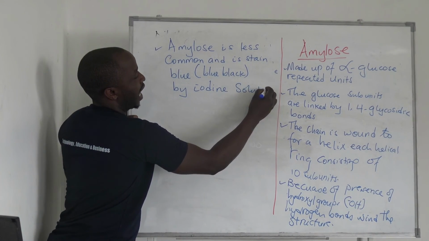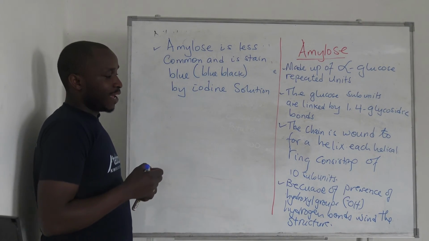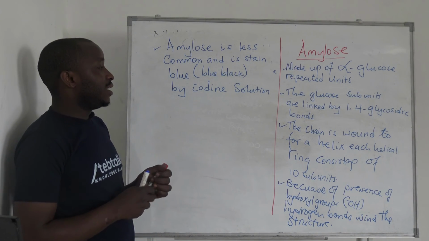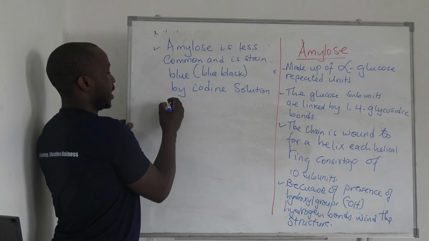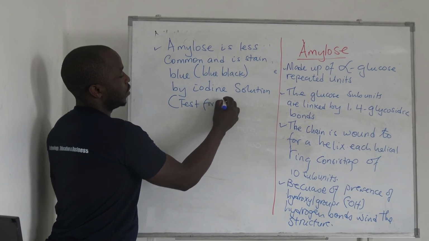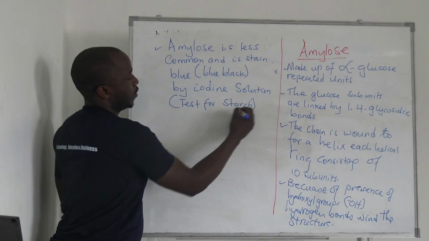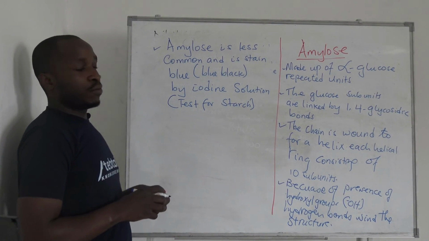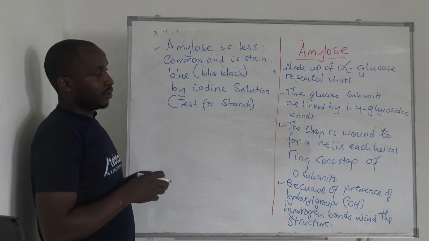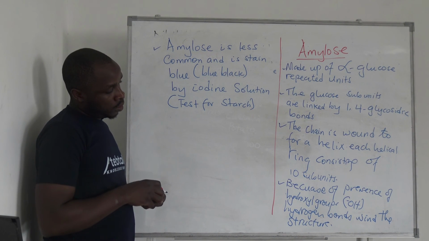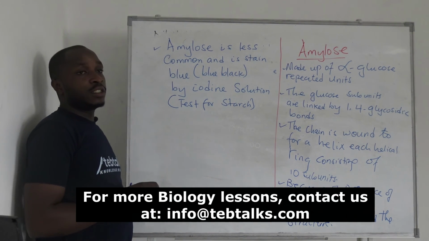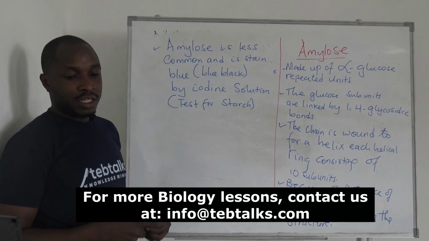So when iodine is added to a food substance consisting of amylose as a starch, it is stained, and that is the basis of testing for starch. This one is the test for starch. We shall revisit it and see how the procedure is performed. That's amylose. So in our next session, we shall talk more about amylopectin and understand also that form of starch.